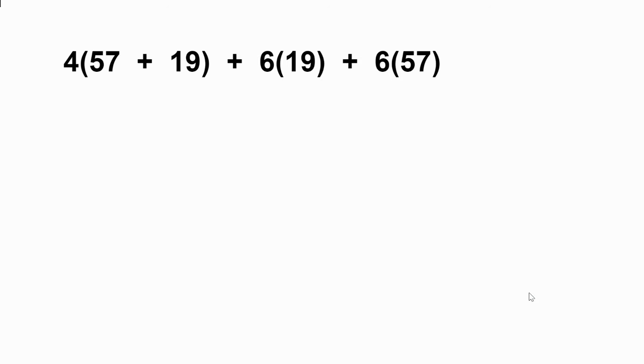As you're looking here, a couple of things of note before we even start. I've removed all multiplication as X symbols. There are no multiplication symbols here, but there is multiplication going on. First thing to realize is, remember, that says 4 times what's in parentheses there. That's 4 times 57 plus 19. And then that's another 6 times 19 there, and then you have a 6 times 57 there.